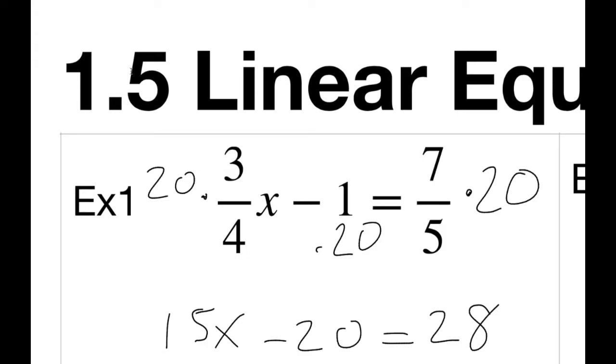Hi everybody, welcome to section 1.5, linear equations, zeros and applications. Let's get right to it.